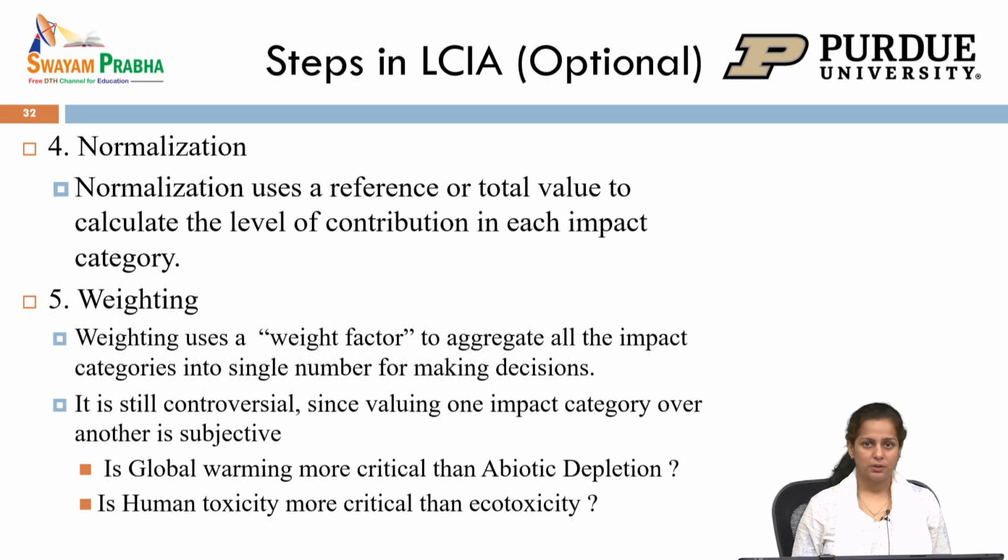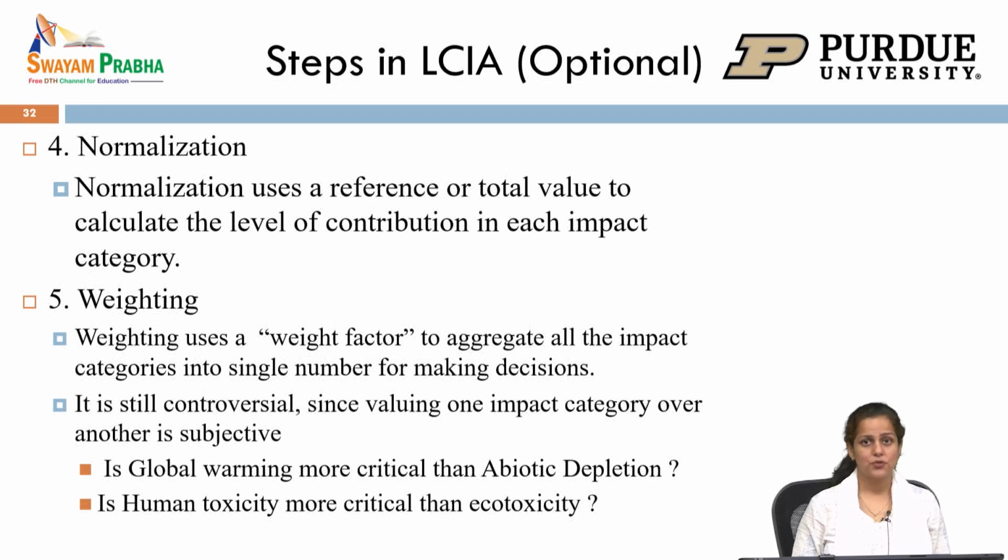The next step is weighting. In weighting, we have several impact categories, but then we give certain weights to each of the impact categories to aggregate all the impact categories into a single number for decision making. However, it is still controversial because valuing one impact category over another is subjective.